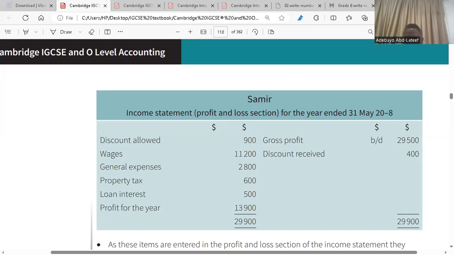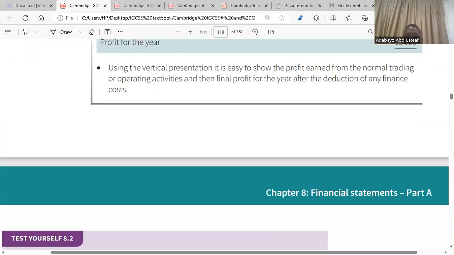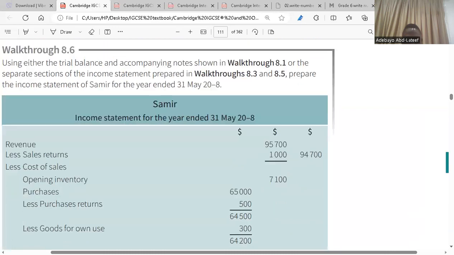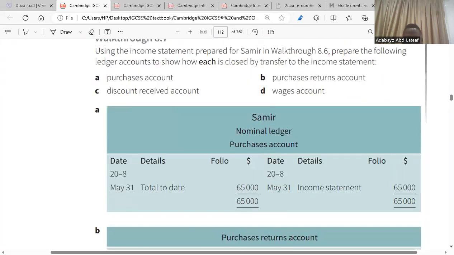Is it clear? Yes. And now we're going to do the statement of financial position, with all of the trial balance.